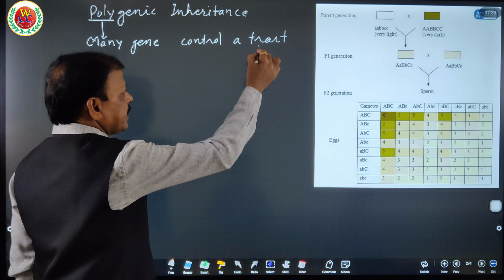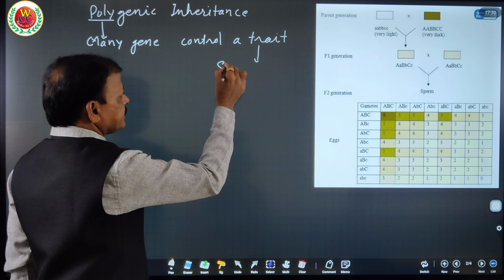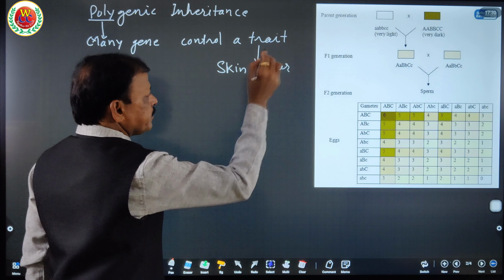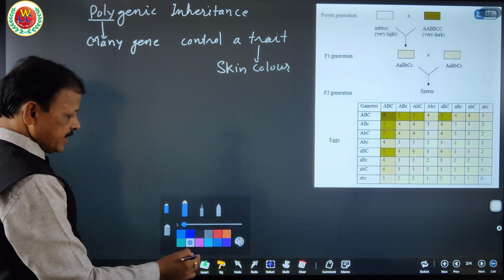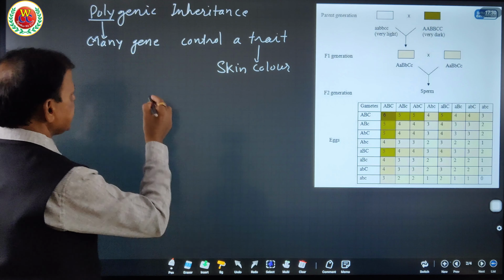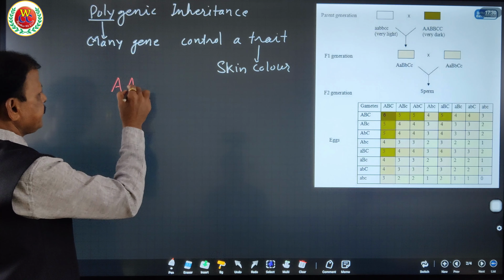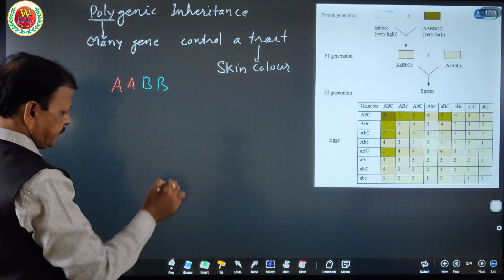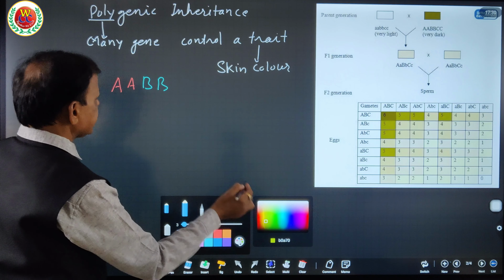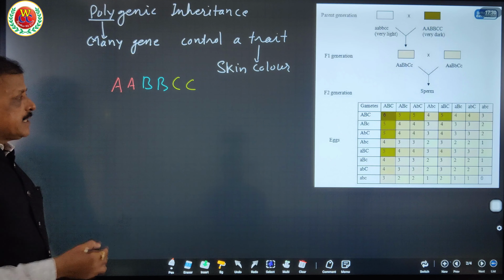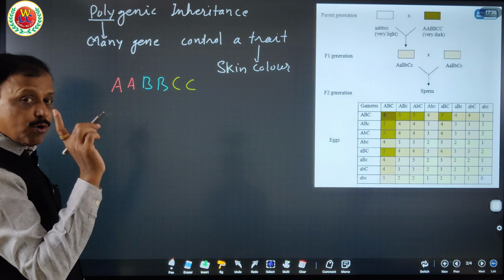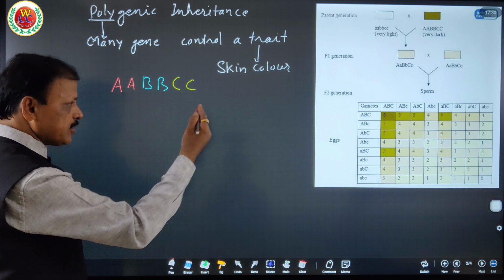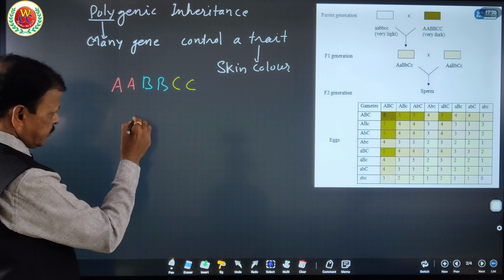In human beings, the trait of skin color is controlled by three pairs of genes: capital A, capital B, and capital C. These are the three non-allelic pairs of genes. They are present either in dominant form or recessive form, or either of any form. So let us know their position.